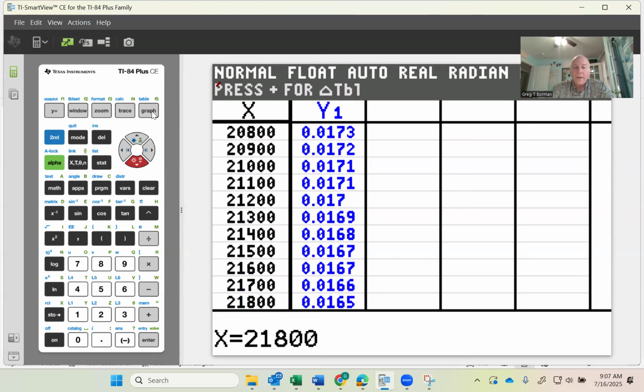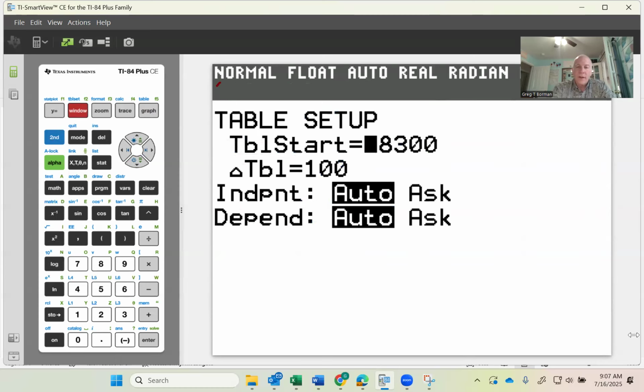Because the horizontal asymptote is the line y equals 0, the x-axis, it just gets closer and closer to that. Okay. Now, what about the vertical asymptote?